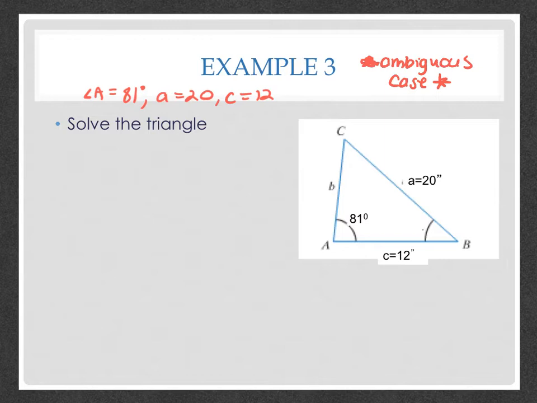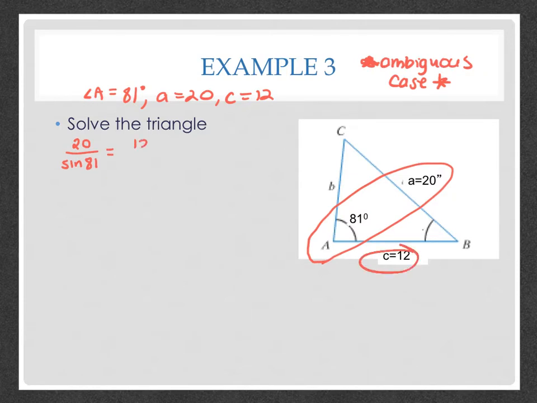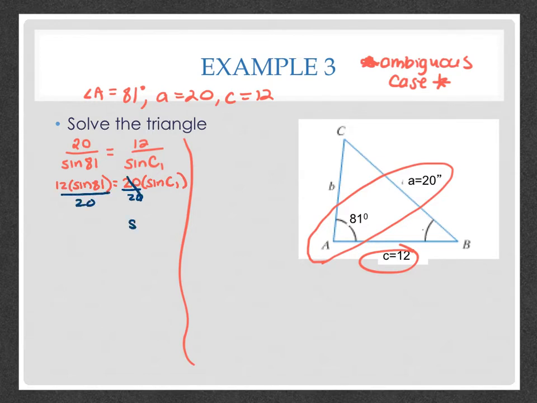So I'm going to start the same way I did before, identifying the full ratio we have, which is side A and angle A. I'm going to say 20 over the sine of angle A, which is 81, equals, the only other piece of information I have is side C. So side C over the sine of, and we're going to call this C1 because we're going to assume there's a second triangle. Then I cross multiply, I get 12 times the sine of 81 equals 20 times the sine of C1. Divide both sides by 20, and I get sine of C1 equals 12 times sine of 81 over 20.